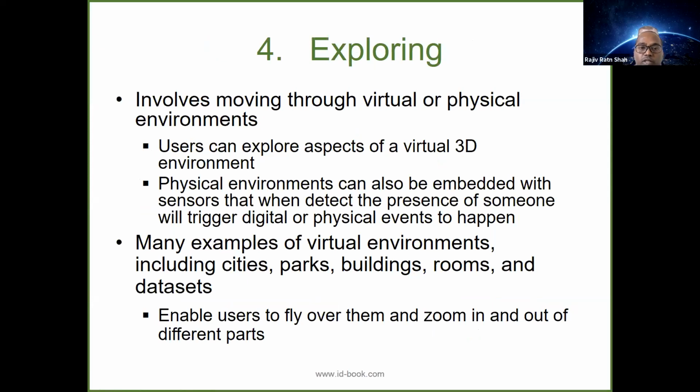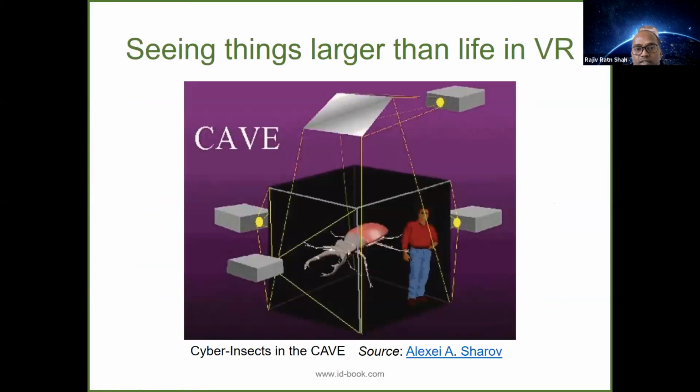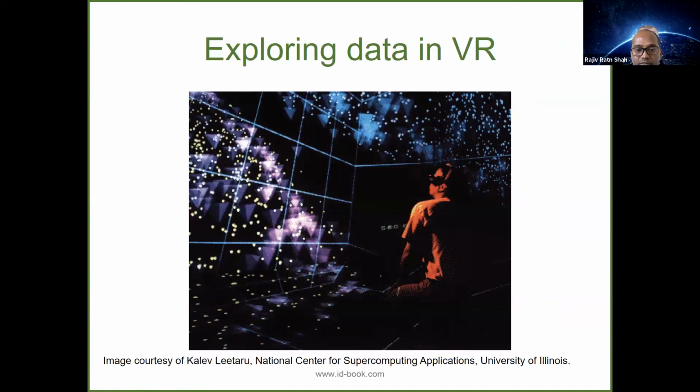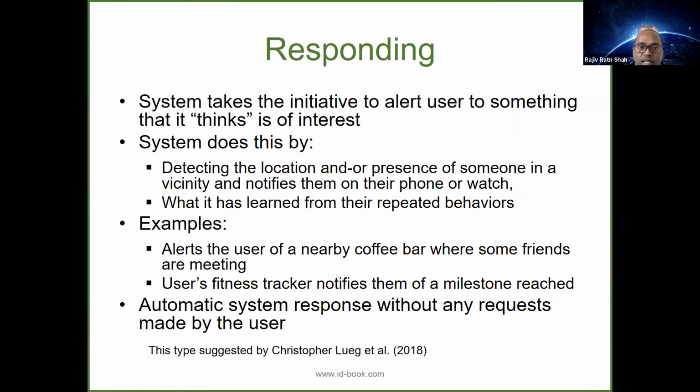So the next part is the exploring. It involves moving through a virtual or physical environment. We have given the example of virtual environment like VR, AR. These are some games, you can think of a cave, or exploring data in VR and so on. And the last part is the responding, as we have just discussed. The system will come up with some notification, so for example, the system coming up by itself: you have to walk 2000 steps today, or it's time to sleep now. That is the example of responding.